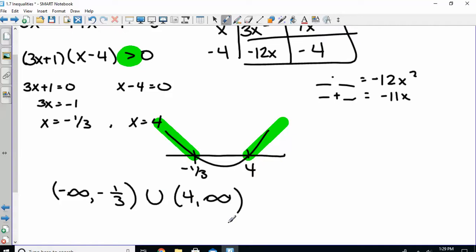So on these quadratic inequalities, you will either have one answer, just the little piece in between the two, like if this had been a less than, my answer would have been negative 1/3 to 4, or it'll be the two ends, if I want the greater than. Questions there?